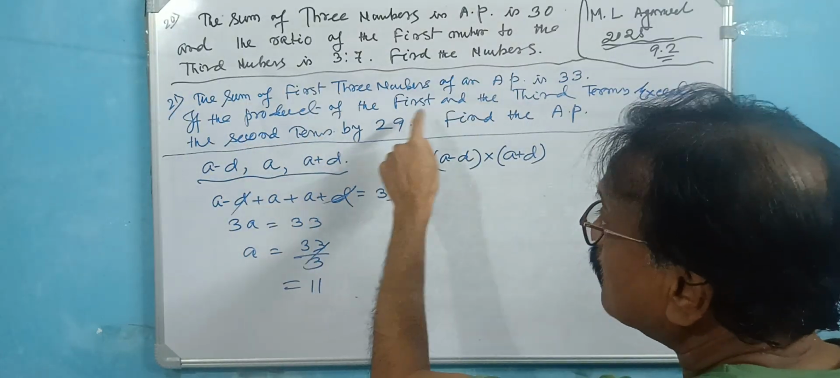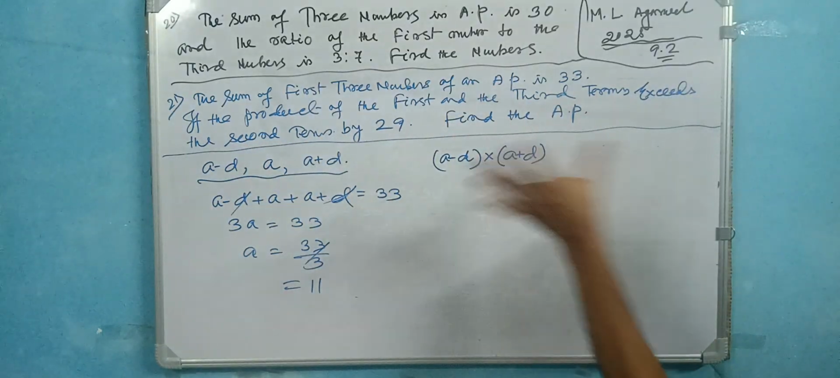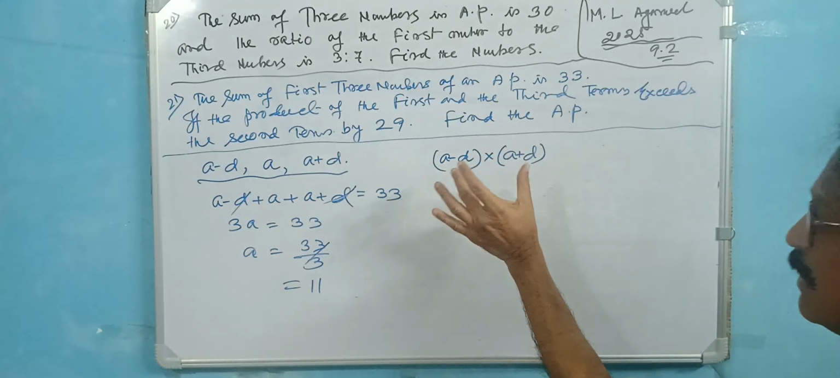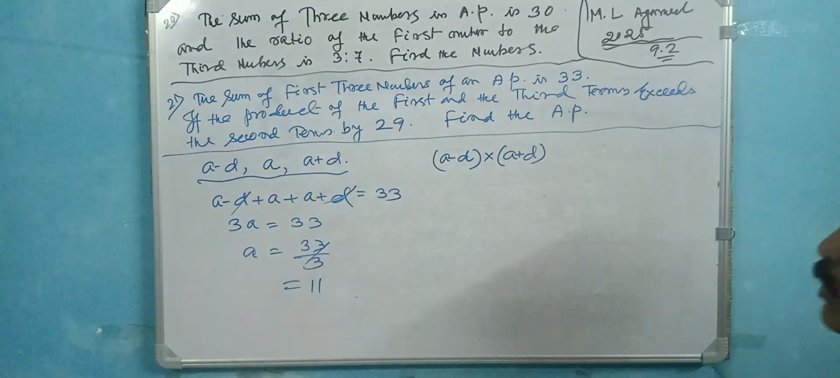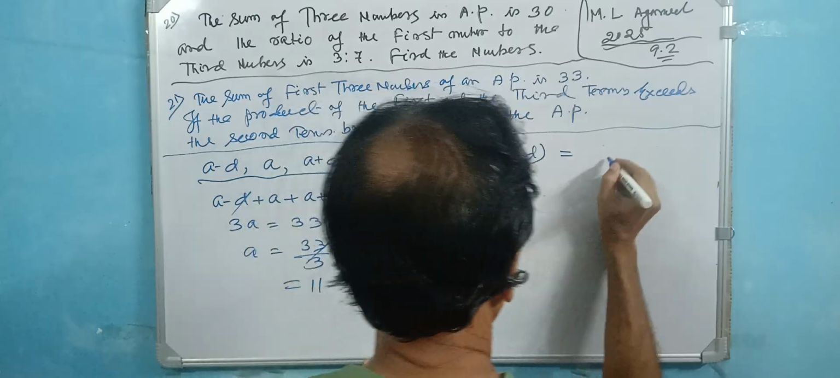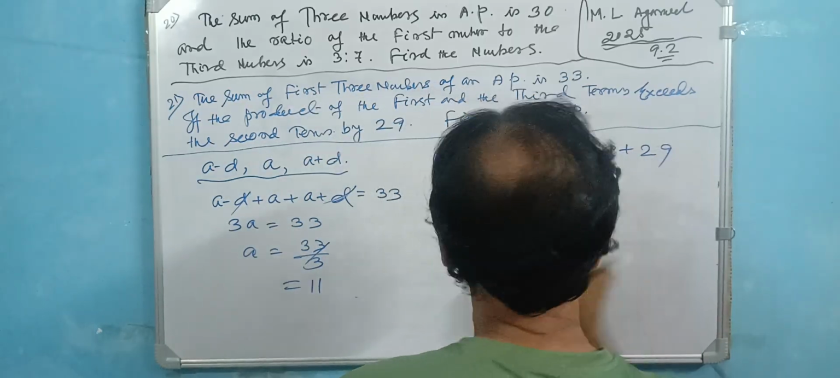If the product of the first and third, okay, this is the first and third, exceeds, that means this answer will be more. Exceeds the second term by 29. So for that reason, the second term is A, then A plus 29, that is equal.